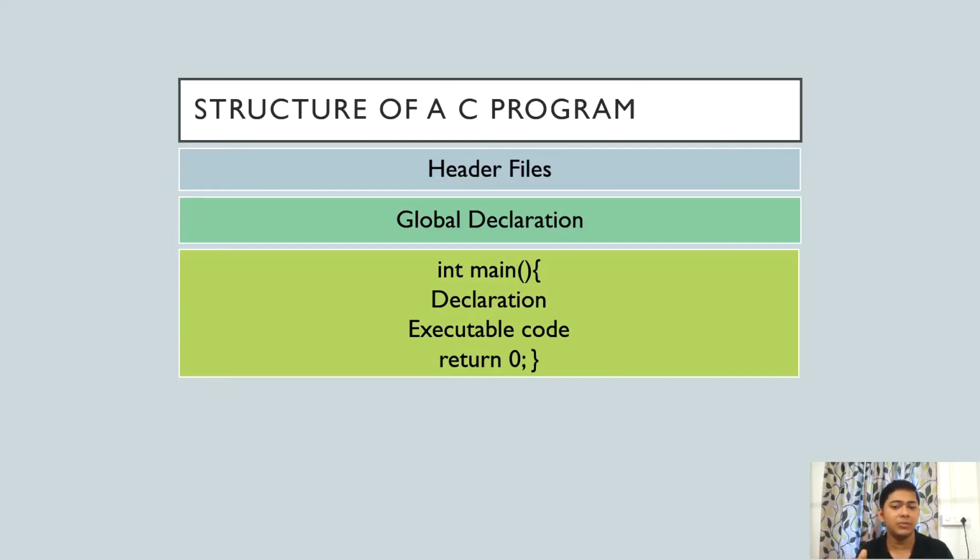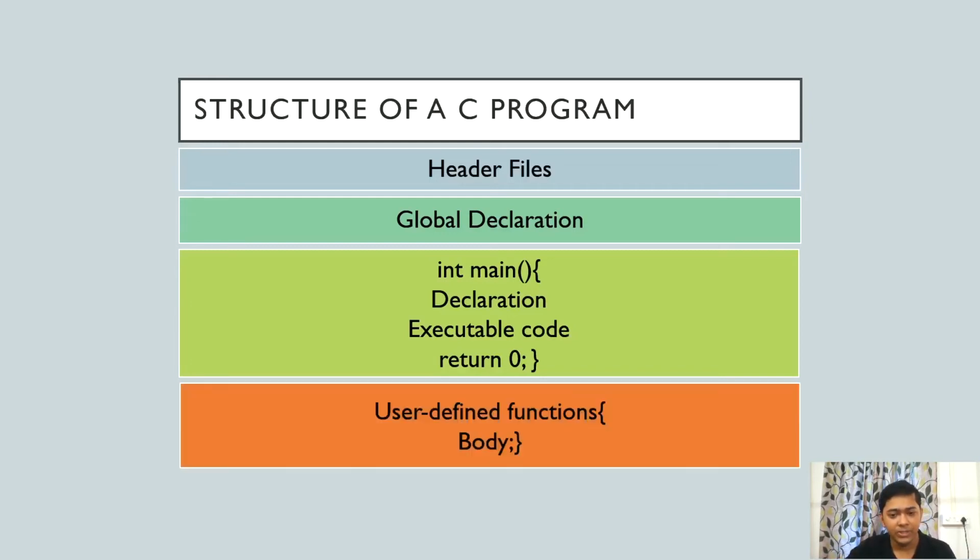Now, if you write int main, you have to write return 0. If you write void main, then you don't need to write return 0. Is that clear? Then user defined function.